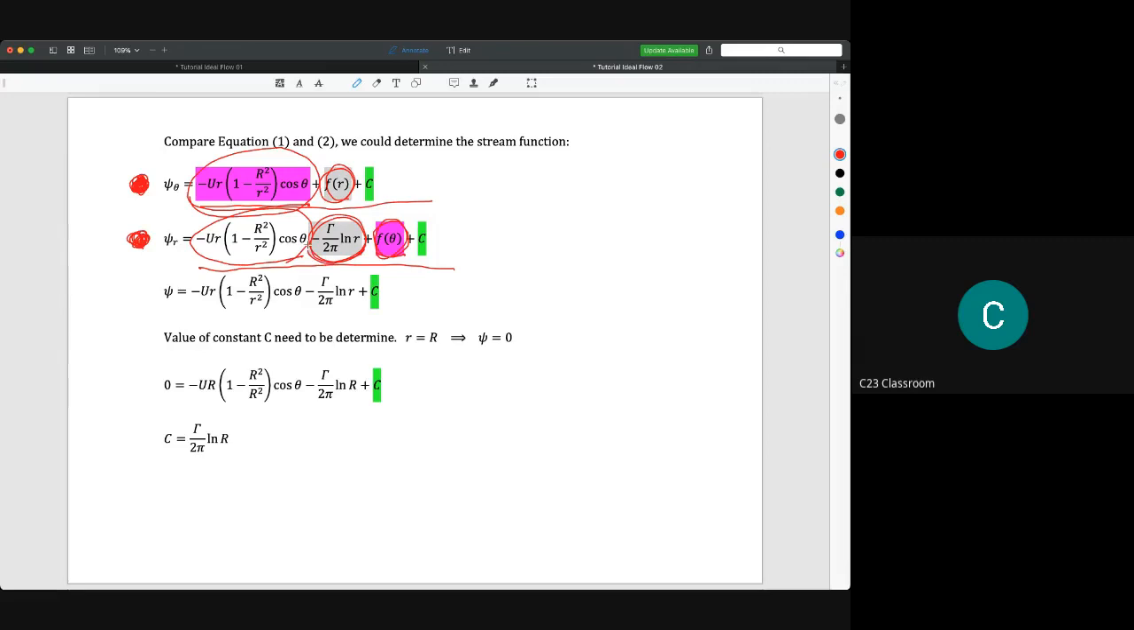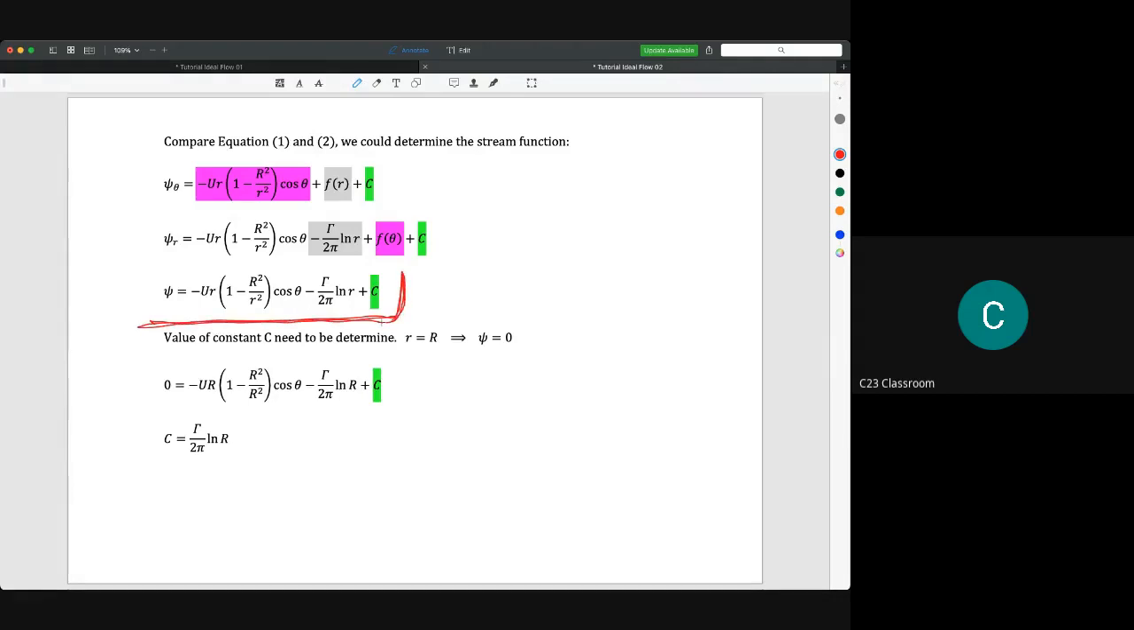So from this comparison, when we combine these two equations, we could write the resultant equation as negative UR (1 minus R squared over r squared) sin theta, hmm, negative gamma over 2 pi ln r, and C. And then if we substitute the value of r equal to R here, this is the final stream function that we need to use.